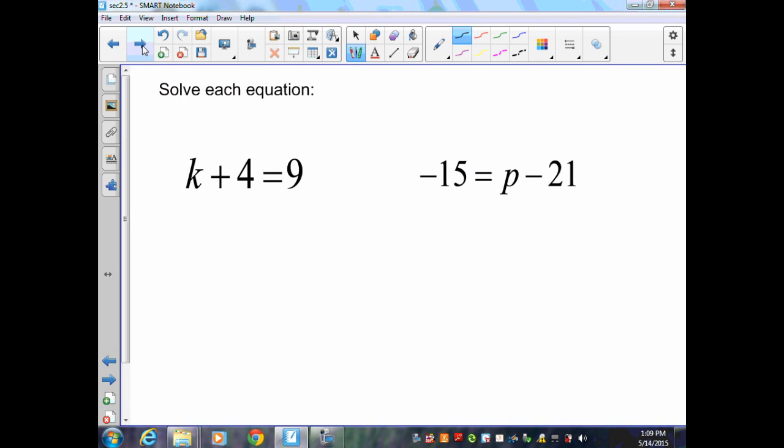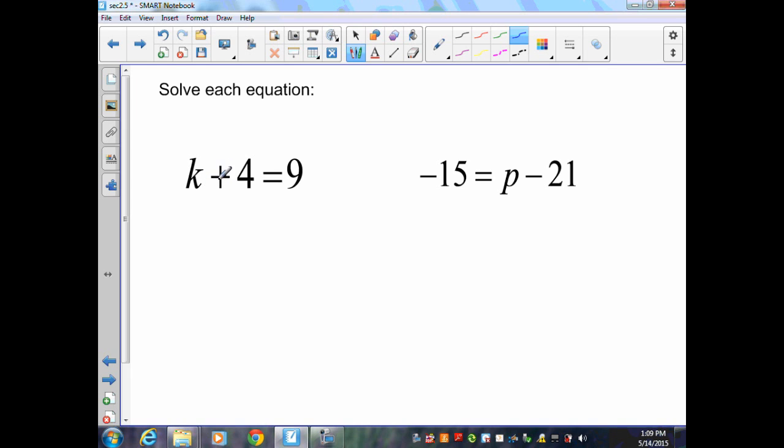Here I want to solve each equation. Here I have k plus 4 equals 9. So I want to copy the problem, and simplify the left and right side, which it is. I can't combine these terms because they're not like terms. Now I want to take a look. Remember, I want to start on the variable side. So the left side is the variable side.